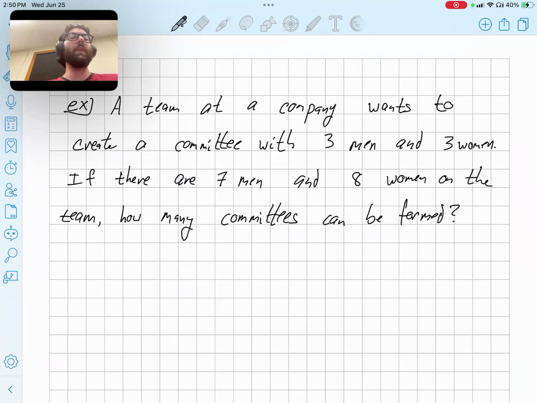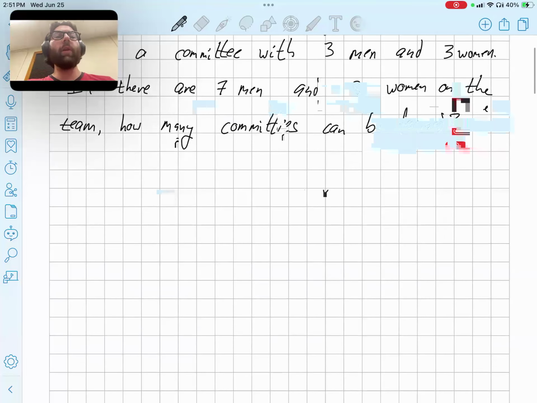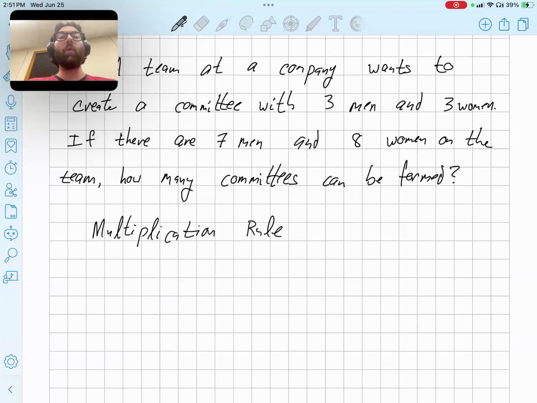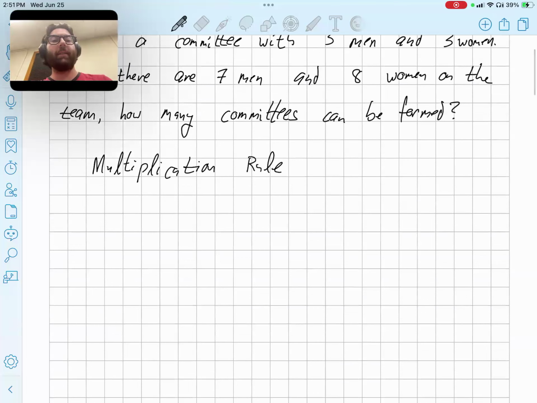A team at a company wants to create a committee with 3 men and 3 women. If there are 7 men and 8 women on the team, how many committees can be formed? And so for all of these questions today, we're going to want to use the multiplication rule. Okay, and we're going to be using it in a slightly more complicated way. But the idea is we still want to break everything into tasks.